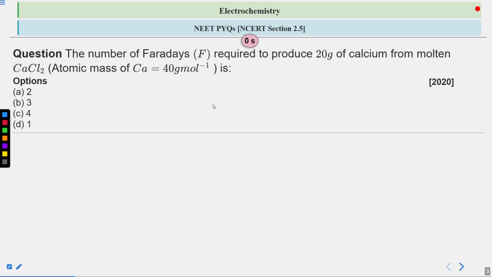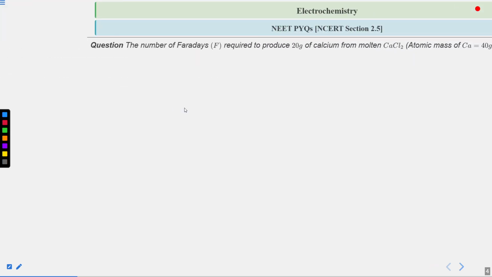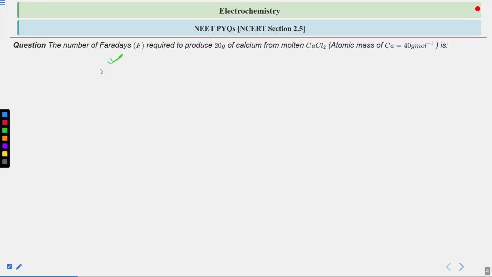Okay, let's see. So for this given question, the correct answer is option D, that is 1 Faraday. Now let's see how we are going to require 1 Faraday for the given question.